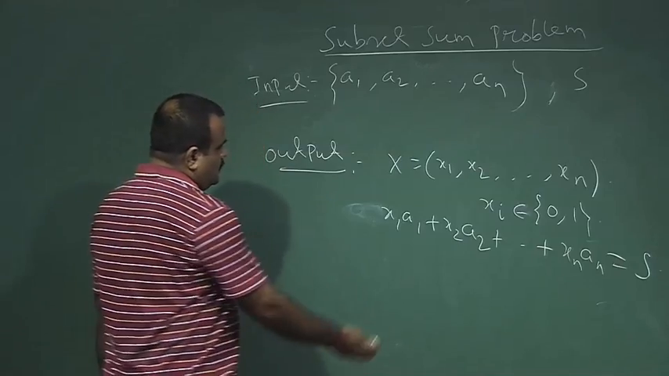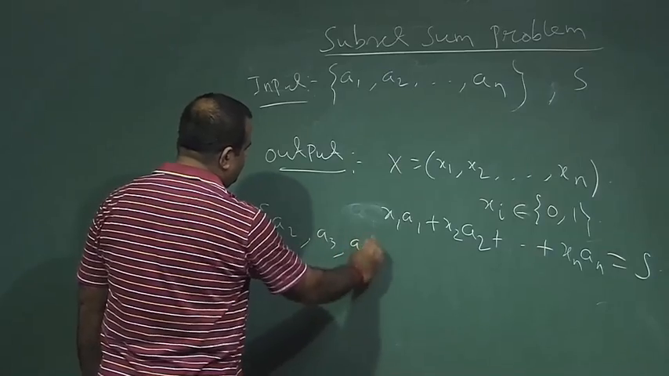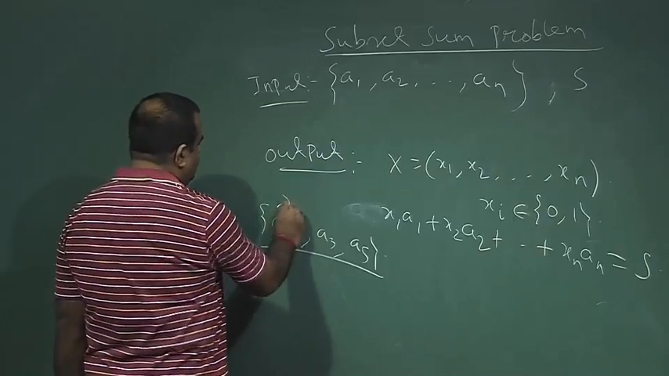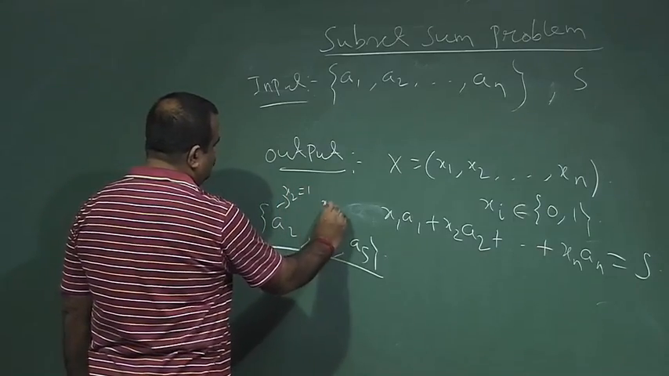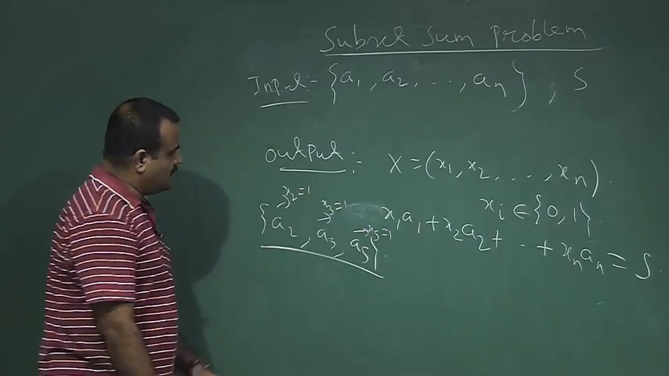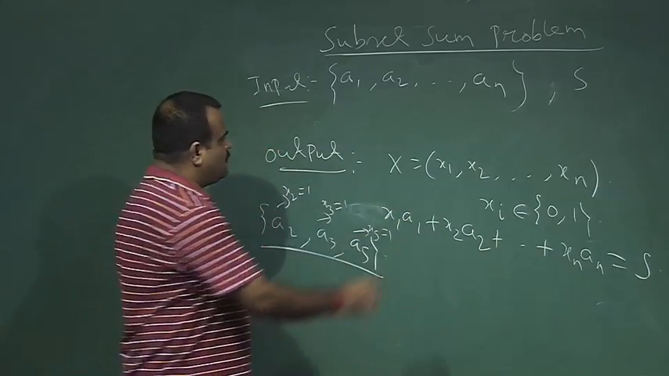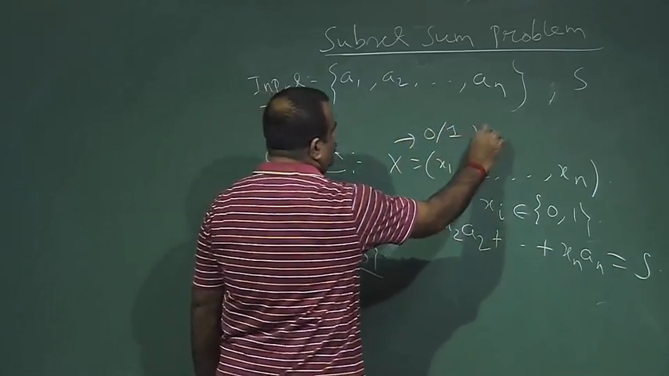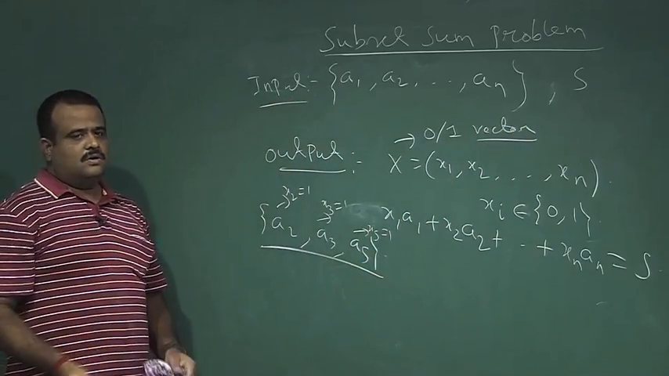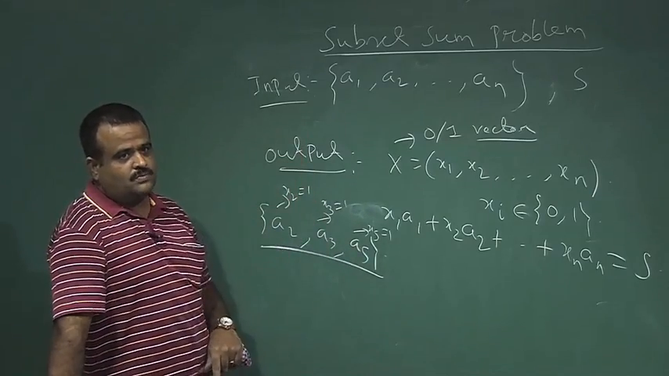So that means if my subset is, say, A2, A3, A5, whose sum is giving us S, then the corresponding x2 is 1, x3 is 1, and x5 is 1, and the remaining are 0. So that's the collection. This is the knapsack. We have to find this 0-1 vector, which will give us a subset. In general, how many subsets are there? There are 2 to the power n, the size of the power set.